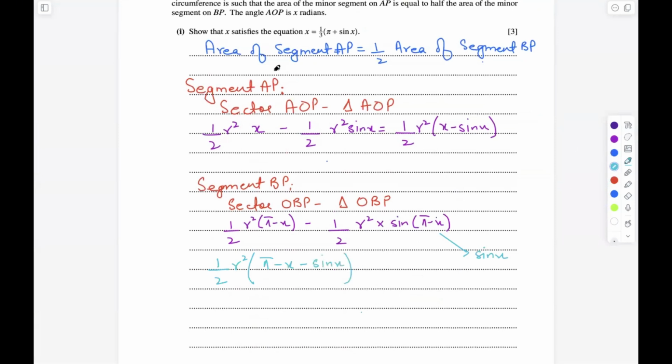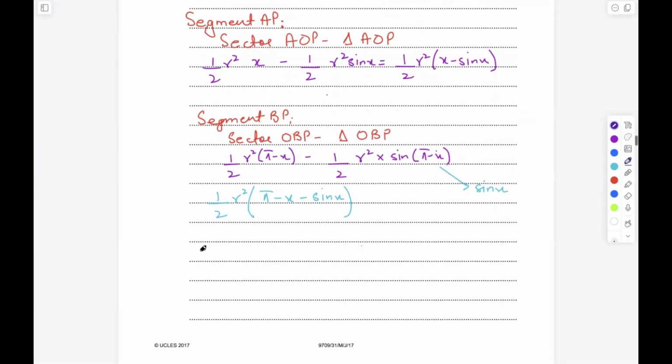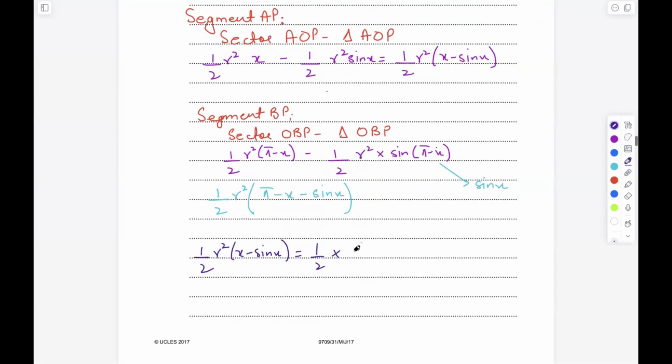Now using the original formula that we made, that the area of segment AP is equal to half the area of the segment BP, the area of segment AP is half r squared into x minus sine of x, and that is equal to half of the area of segment BP, which is half r squared into pi minus x minus sine of x. So half r squared and half r squared will cancel out on both sides. You can cross multiply this 2, so this will become 2 into x minus sine x is equal to pi minus x minus sine x.